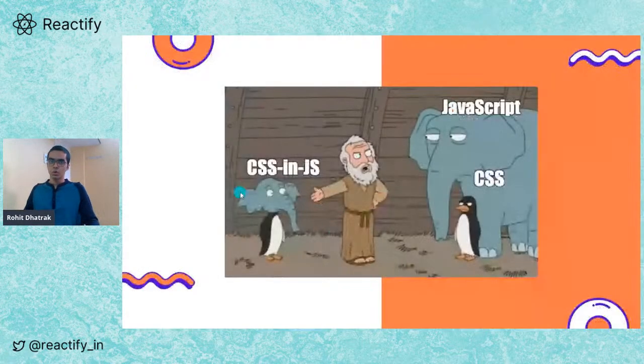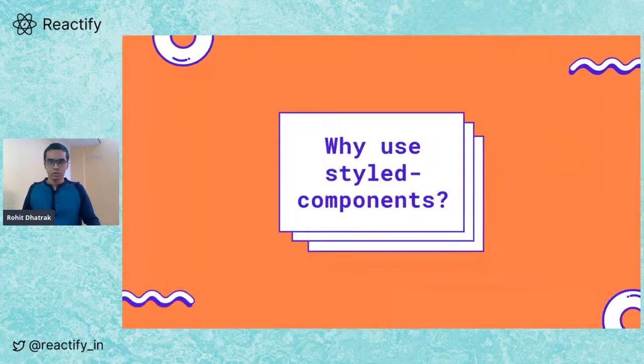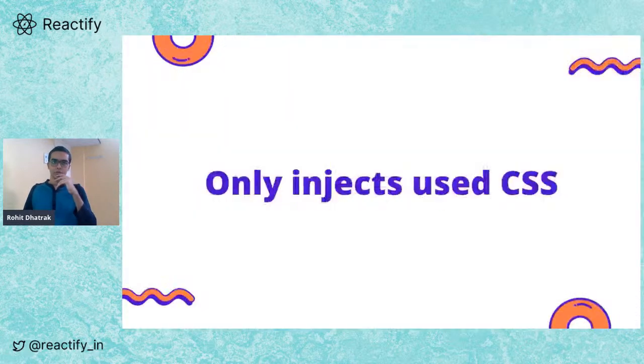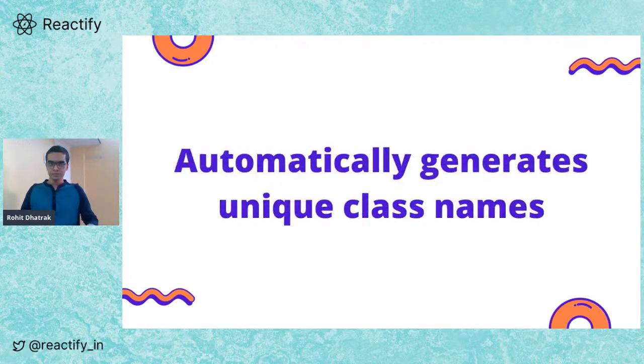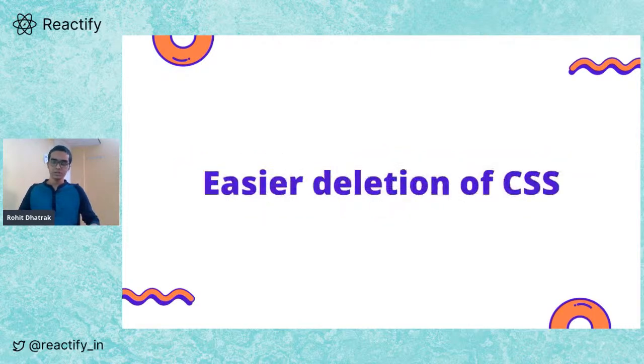So let's go over what styled components does for us once. So it keeps track of all the components that are being rendered on our page, and it will inject only the CSS that is used by that component. So that is good for performance. Then it automatically generates unique class names so that our CSS won't bleed out into other components. So that is nice. Easier deletion of CSS.